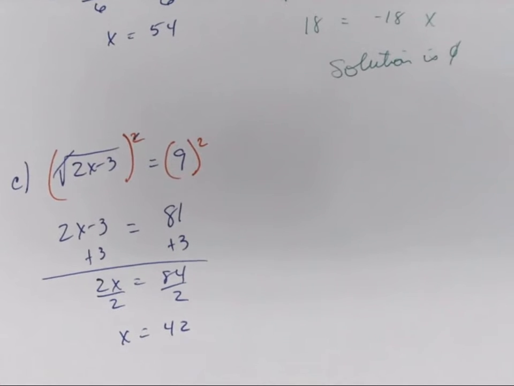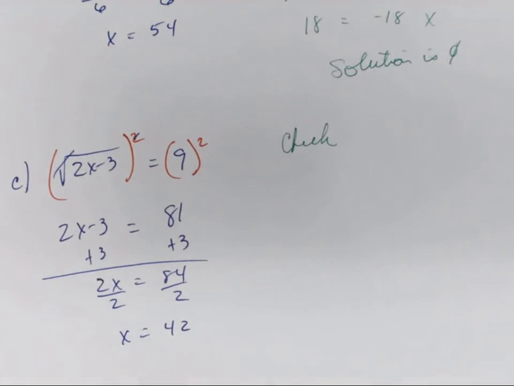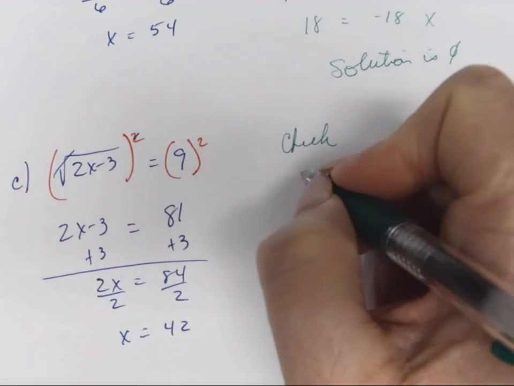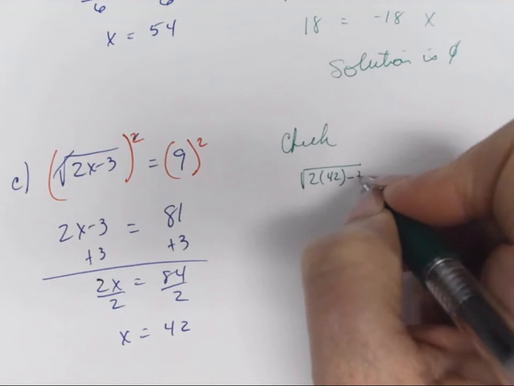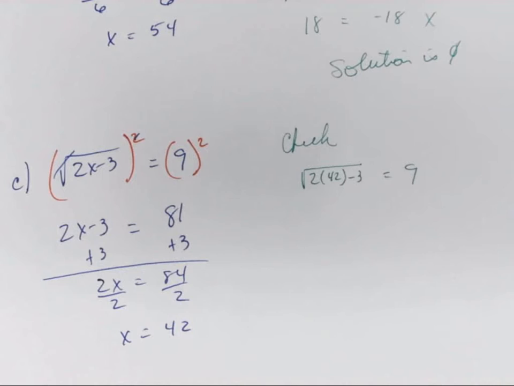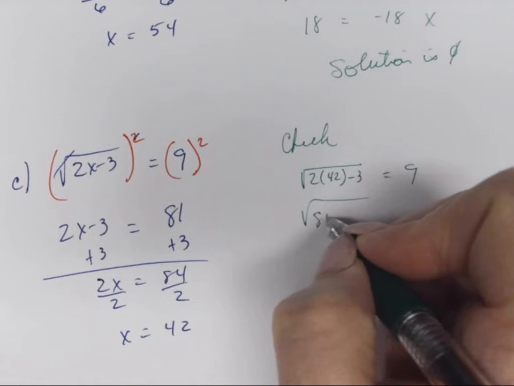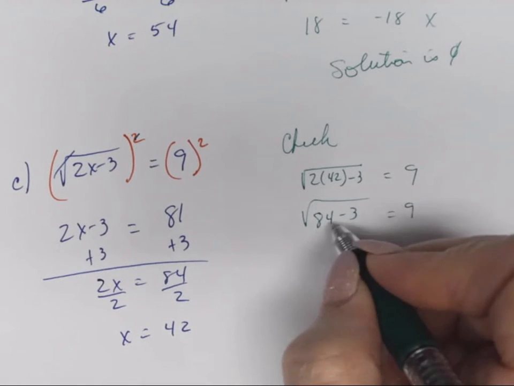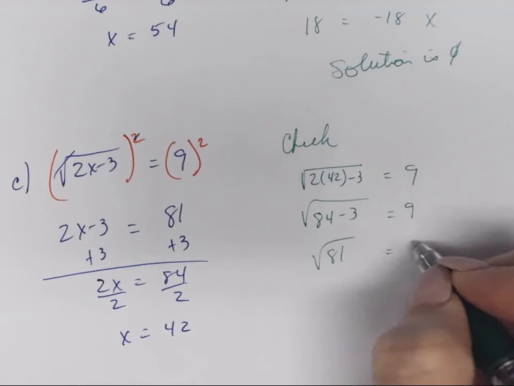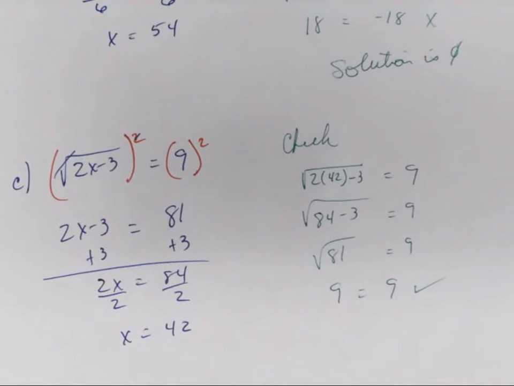So again, we're going to check. When we're checking, we're back to the square root of 2 times 42 minus 3 equals 9. 2 times 42 will get us 84, minus 3. 84 minus 3 is 81. The square root of 81 is 9. 9 equals 9. So our solution worked.